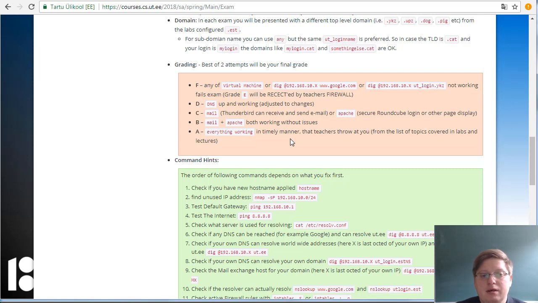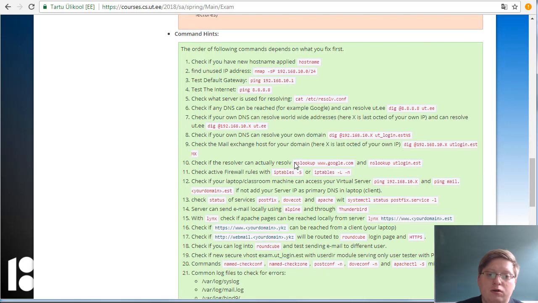So basically, if you complete everything for the B grade, DNS, mail, Apache, you raise your hand during the exam and we come and give you the specific tasks for the A grade. So each student will have a different and independent task for getting the A grade. So how should you prepare for the exam?